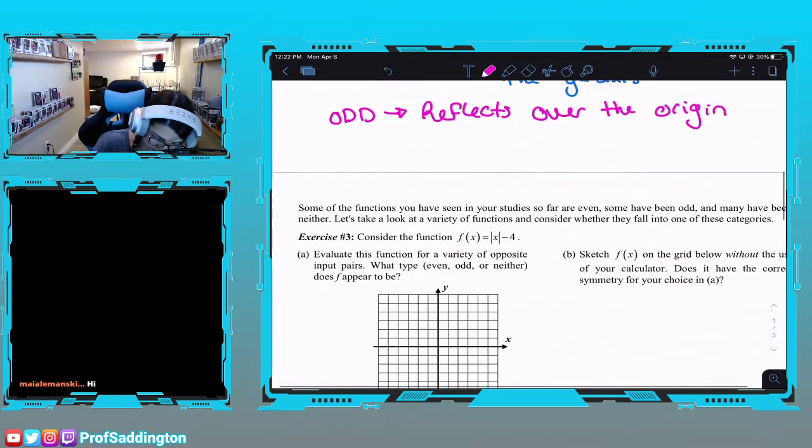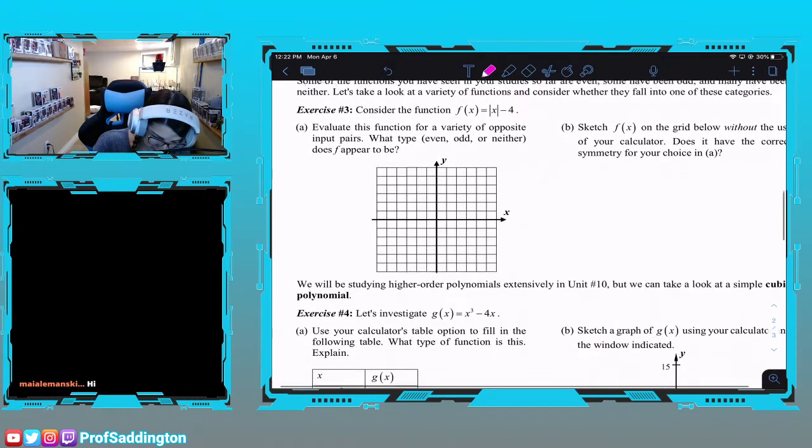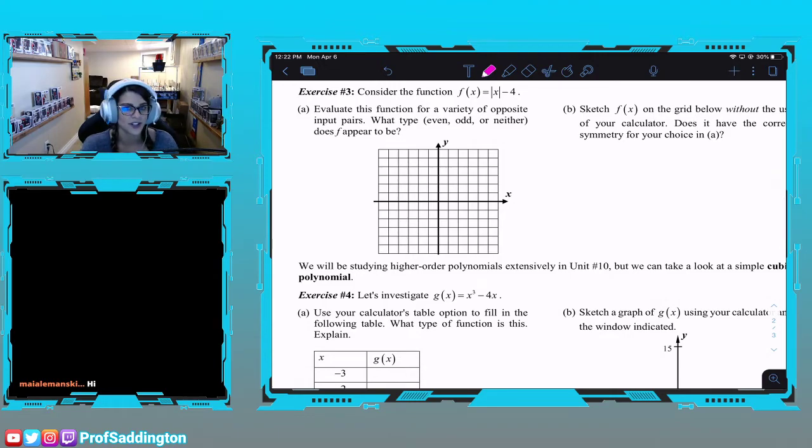Okay, so let's scooch. Let's go to an example. So consider the function f of x equals the absolute value of x minus 4. So let's graph that. So that means I'm going down 4, 1, 2, 3, 4, and then I'm going out.